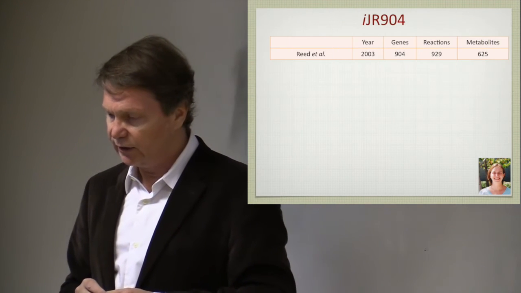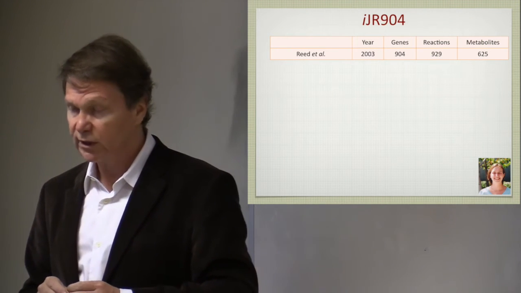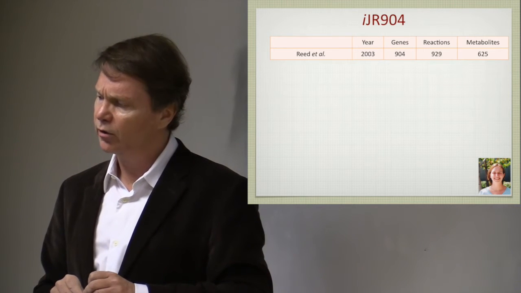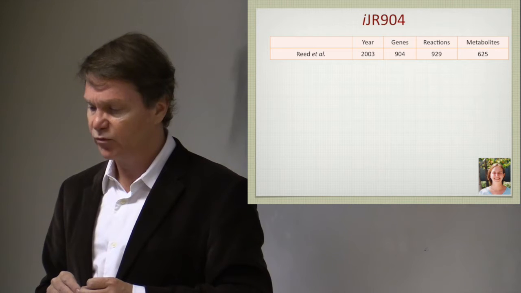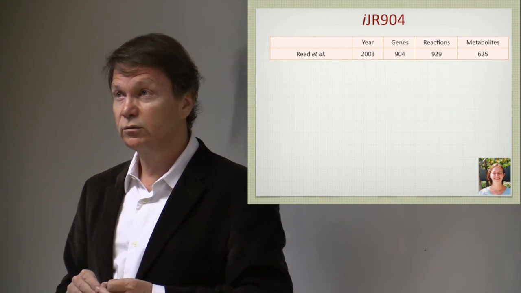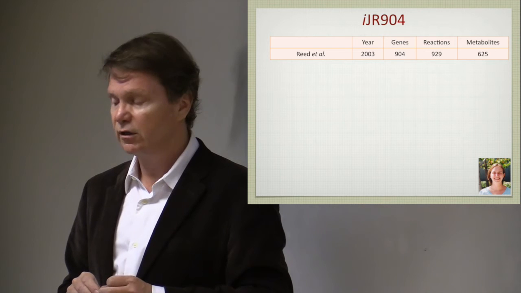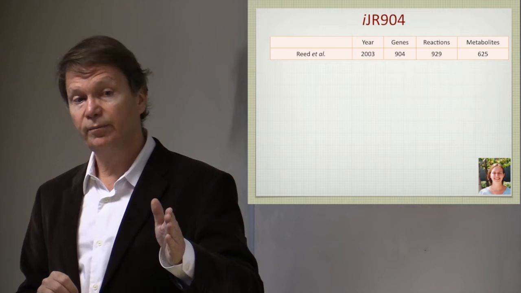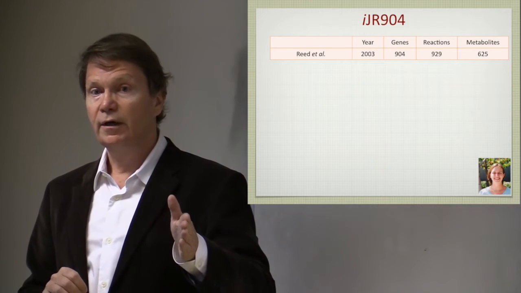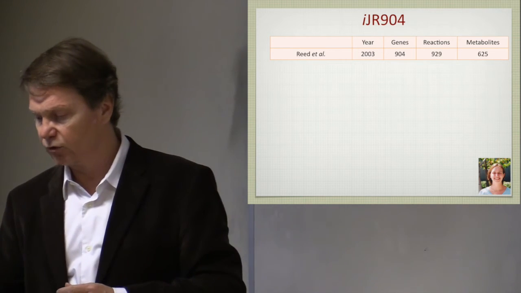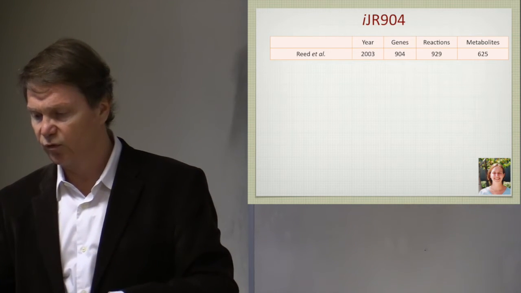Then Jenny Reed built a model a few years later. There was a group out of Cold Spring Harbor that published a re-annotation of the E. coli genome around 2001, as I recall, which was an update from the re-annotation published in 1997. So now there was more information about the annotation and the gene portfolio of this strain.